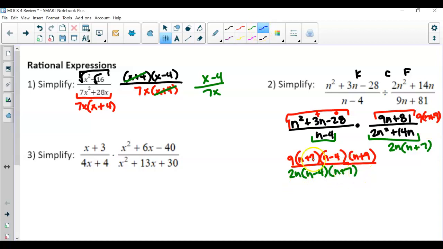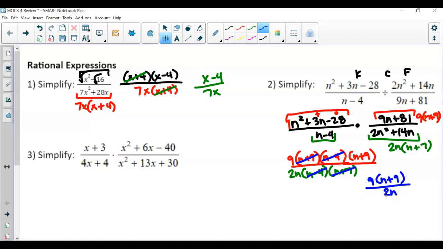So here, when simplifying, I can take out the n plus 7 and n minus 4. And here you're left with 9 times n plus 9 over 2n. Nothing we can do about 9 over 2, so I'm going to leave it as is.